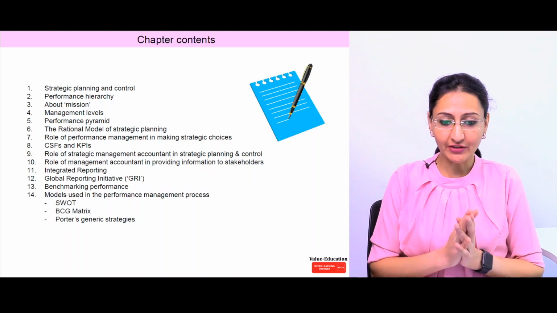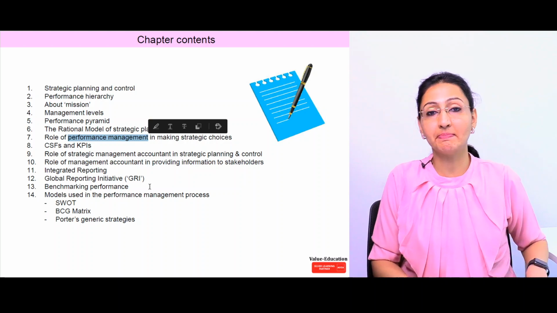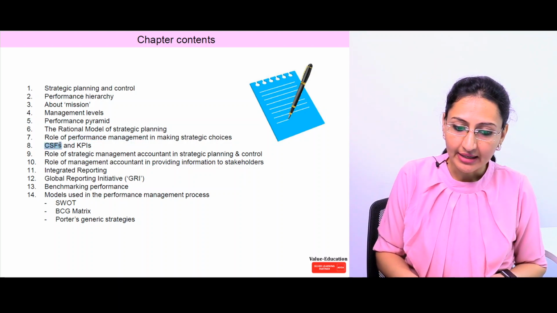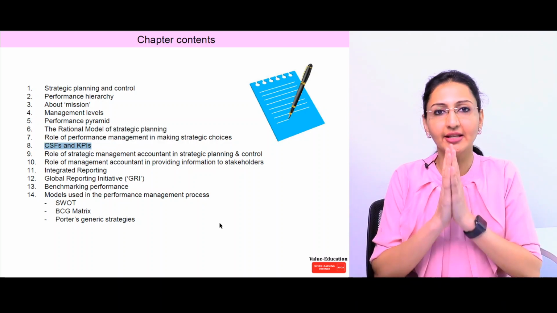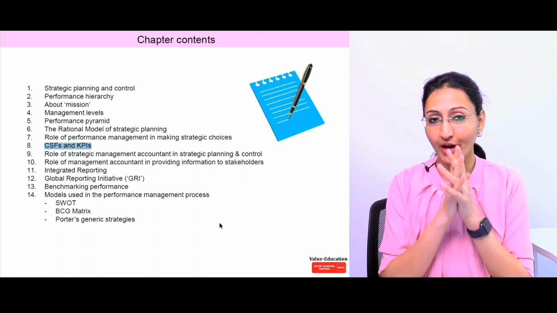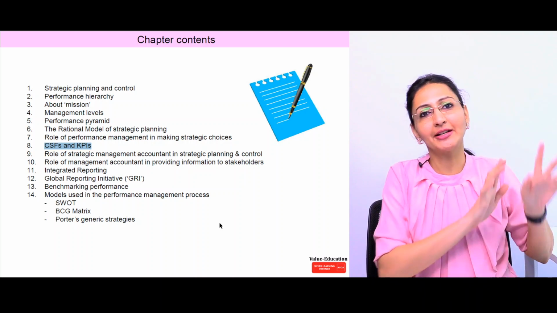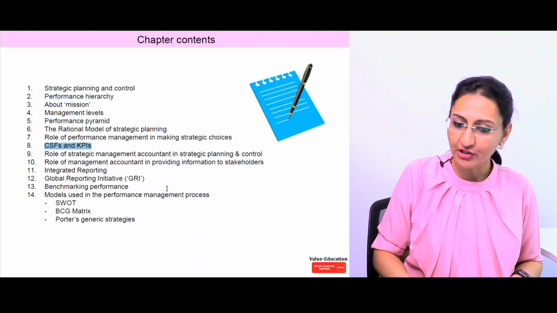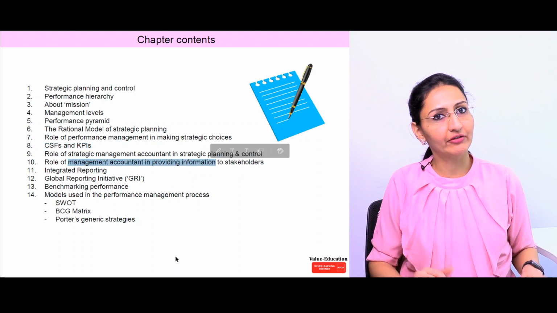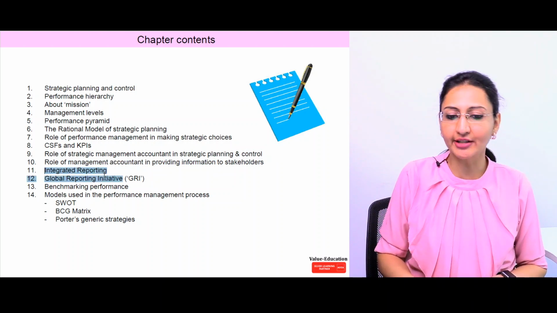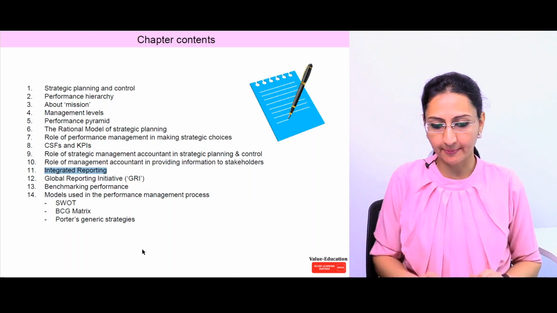Performance pyramid. Then we'll talk about the rational model of strategic planning, role of performance management in making strategic choices, critical success factors, and key performance indicators. Please mark this as very important. This is a very important piece of theory which you will have to apply in the practical part of the questions. Then role of strategic management accountant in strategic planning and control, role of management accountant in providing information to stakeholders, then integrated reporting. Mark this also as very important, hot topic of the day, integrated reporting.